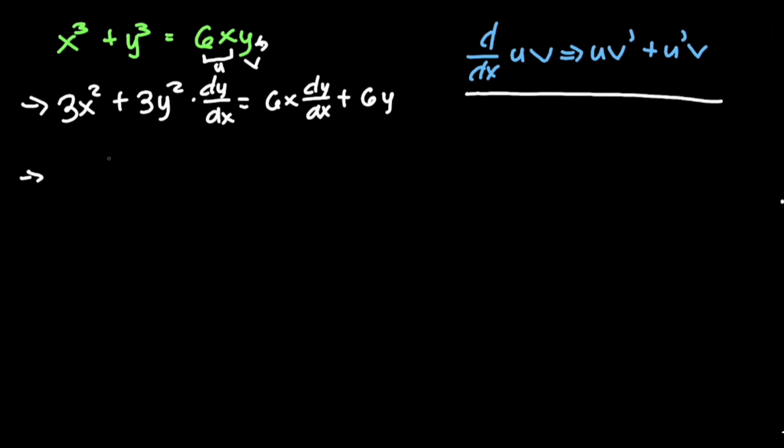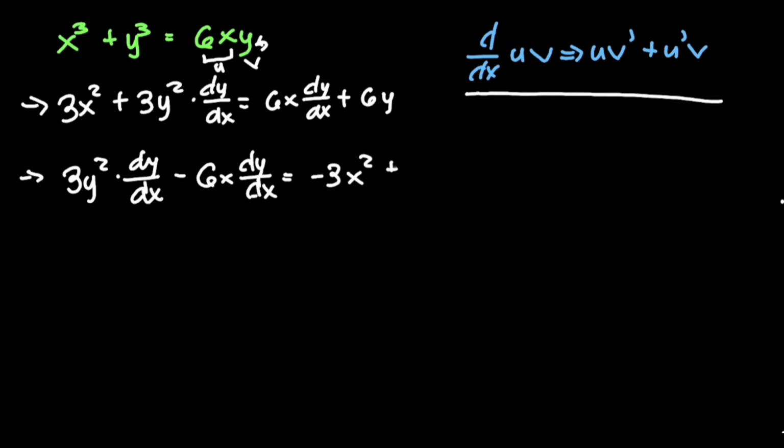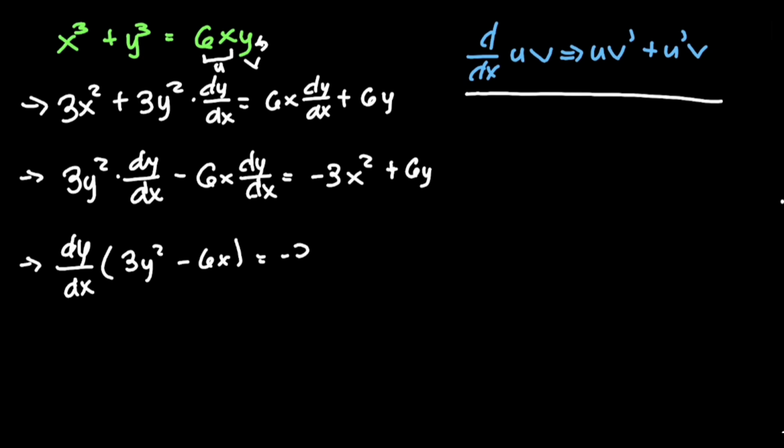Isolate dy over dx, so we'll get 3y squared multiplied by dy over dx minus 6x dy over dx is equal to negative 3x squared plus 6y. Factor out dy over dx here, so we'll get dy over dx multiplied by 3y squared minus 6x is equal to negative 3x squared plus 6y. Divide both sides by 3y squared minus 6x.